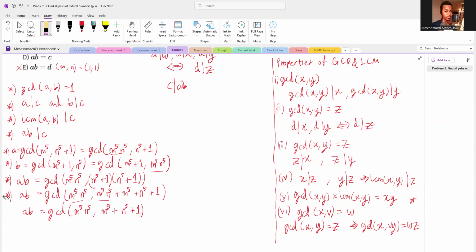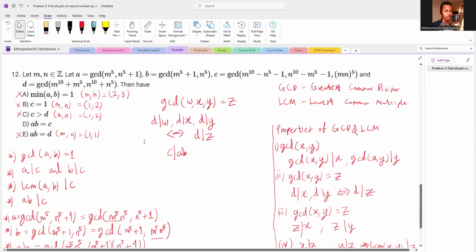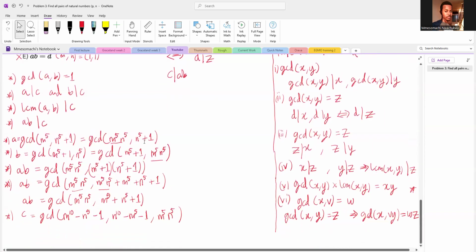Okay? So the next statement is, let's recall what C is. So C was defined as the GCD of m to the power of 10 minus n to the power of 5 minus 1, and then n to the power of 10 minus n to the power of 5 minus 1, and m to the power of 5, n to the power of 5. Okay, so let's just scroll up to confirm. So don't forget the value of C. Okay, so you can see that it's correct.